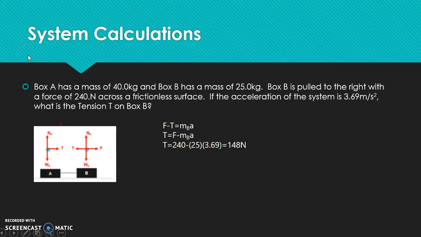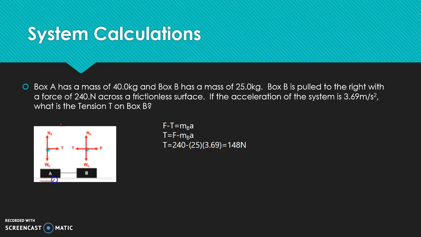All right, system calculations. This one says box A has a mass of 40.0 kilograms and box B has a mass of 25.0 kilograms. Box B is pulled to the right with a force of 240 newtons across a frictionless surface. If the acceleration of the system is 3.69 meters per second squared, what is the tension T on box B? So let's look at this free body diagram right here.